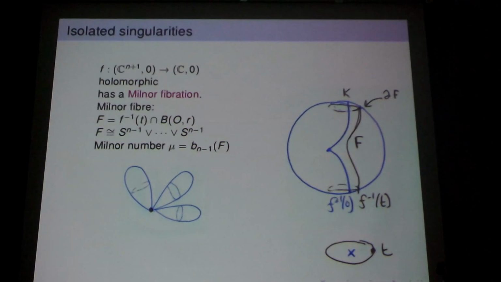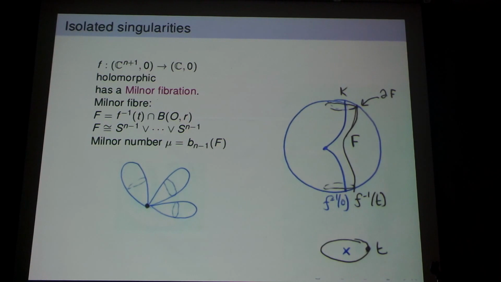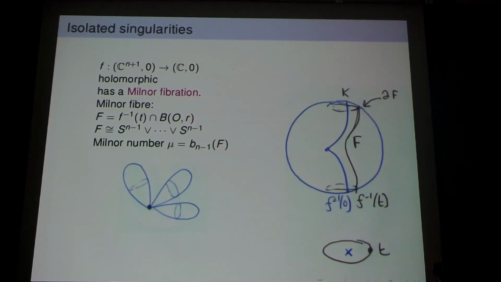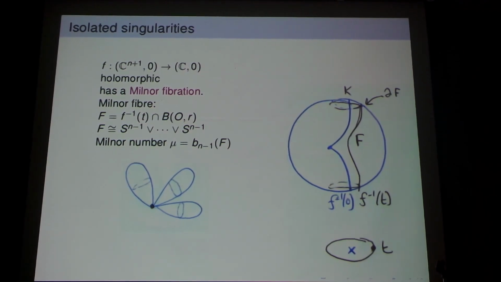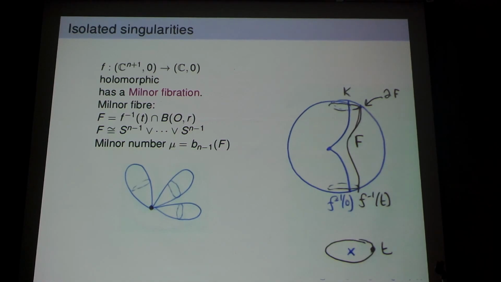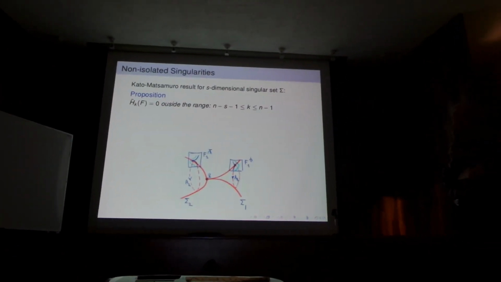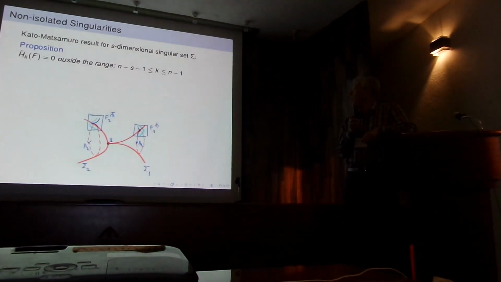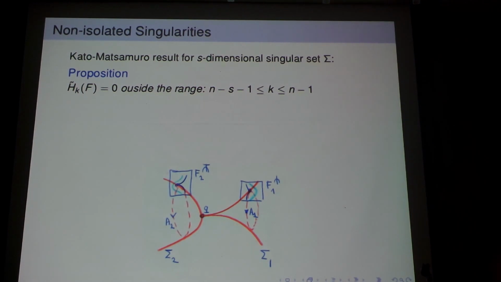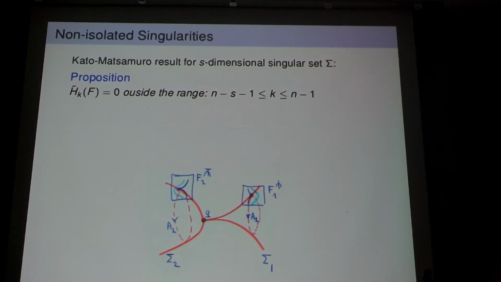Okay, so about isolated singularities, this is the usual picture. There's a picture of the Milnor fibration. It's a Milnor fiber, boundary of the Milnor fiber, kind of vanishing of the homology of F into the zero fiber. And the Milnor fiber is a bouquet of spheres. And that's a nice part of the story. For non-isolated singularities, we have the result of Kato and Matsumura. It tells you that the homology is zero outside this range. So if it's isolated, it's exactly in one dimension. In a one-dimensional set, it's spread out over two dimensions, and so on.